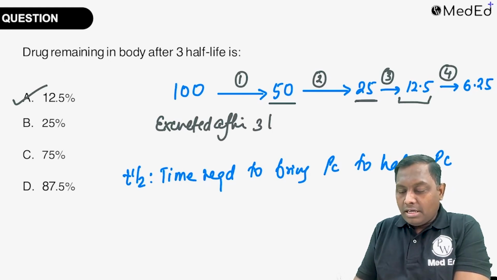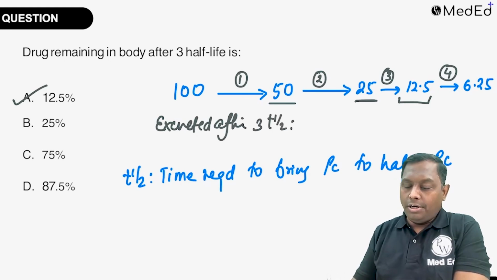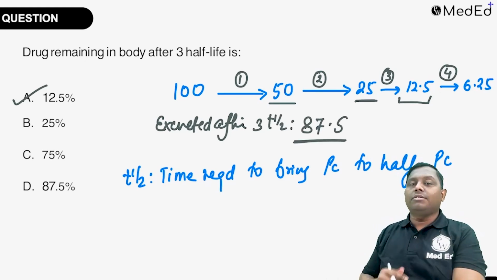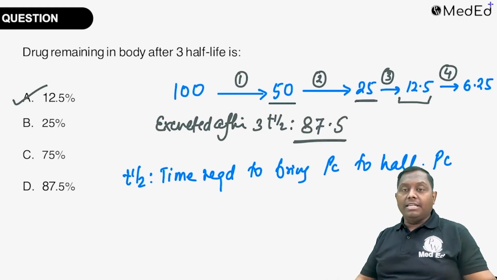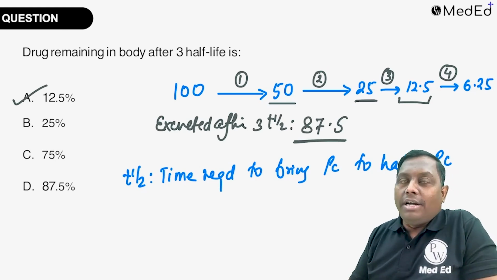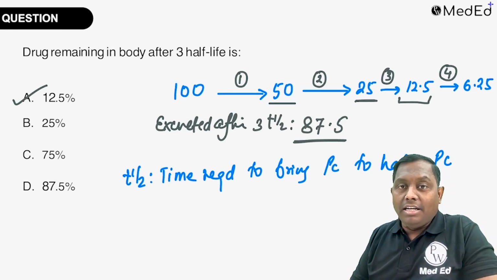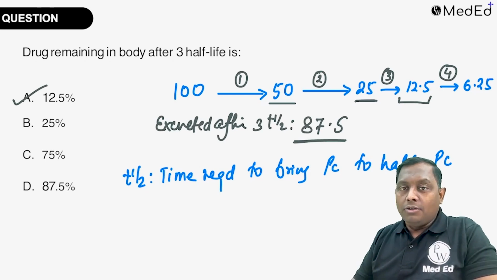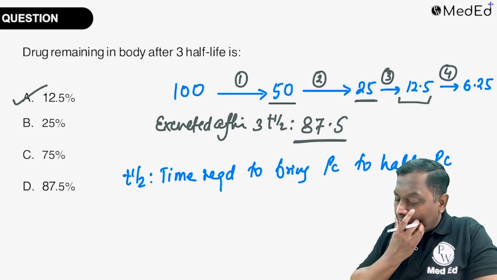Excreted after 3 half-life. So you already know that will be 87.5. When this question was asked in the examination, remember 87.5 was not in the option. So the closest option was like this: 25, 50, 75, 90. The closest answer was 90, so 90 was the correct answer.